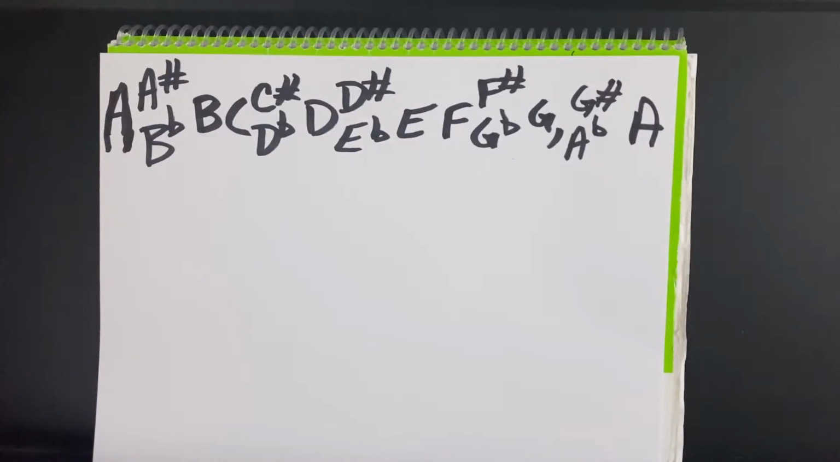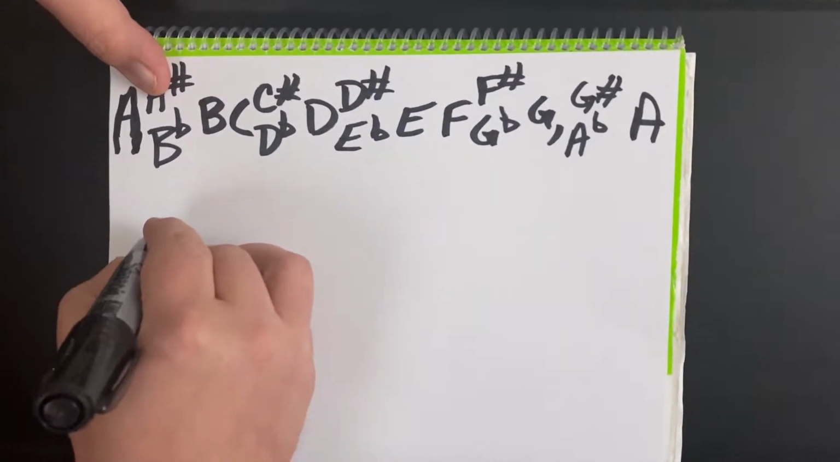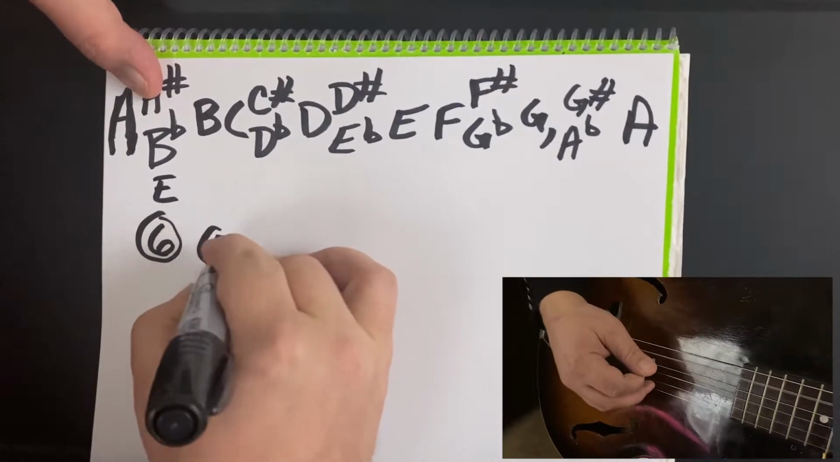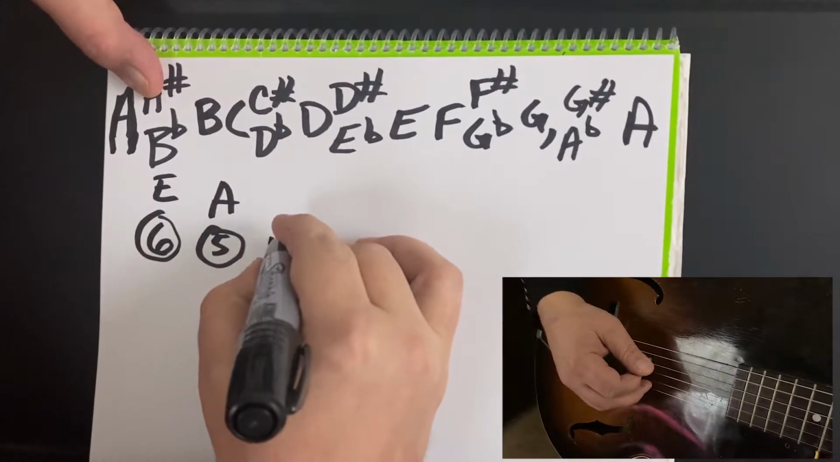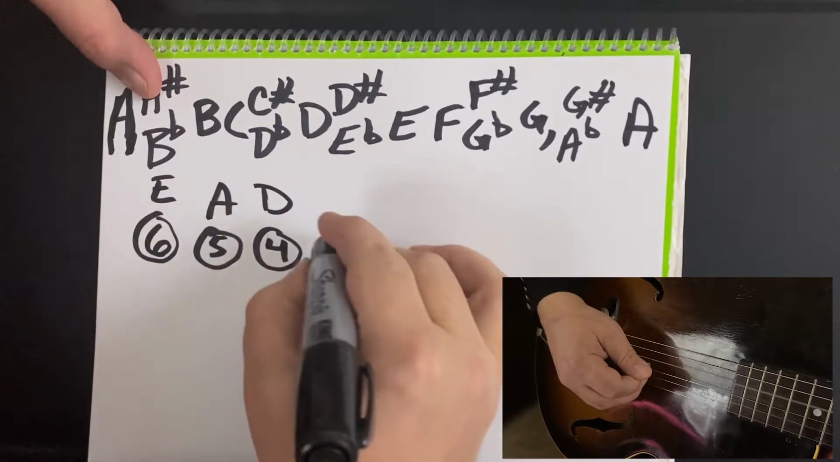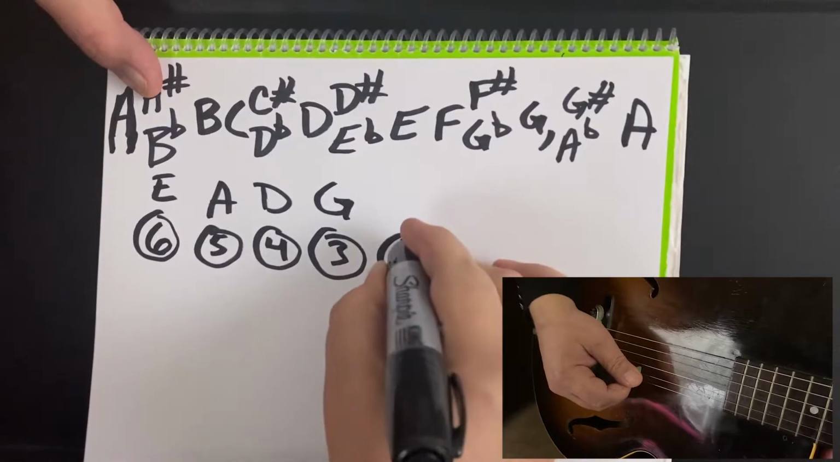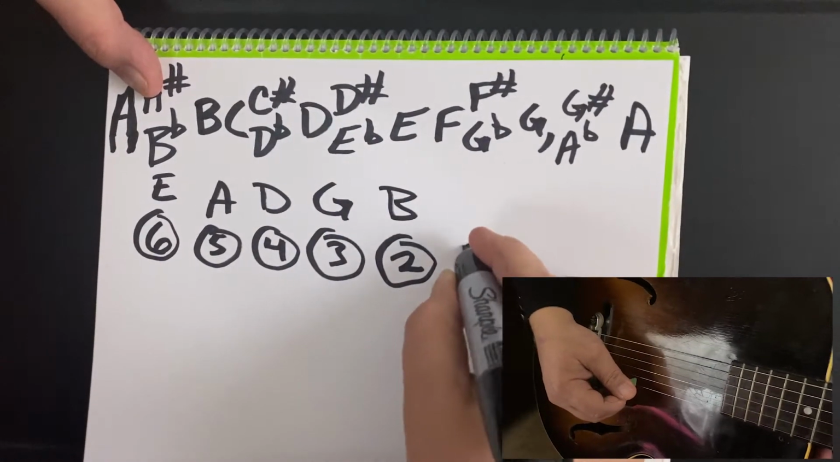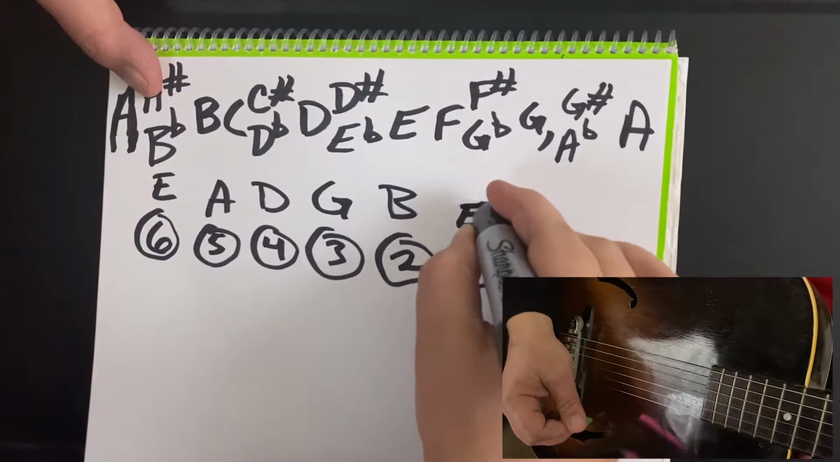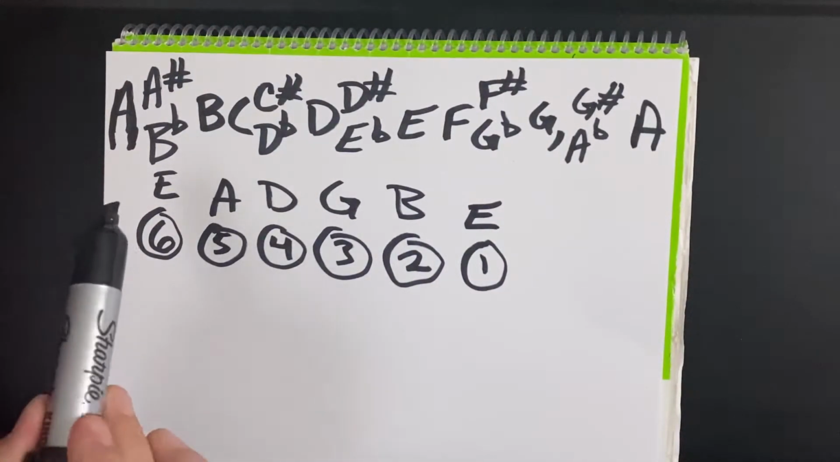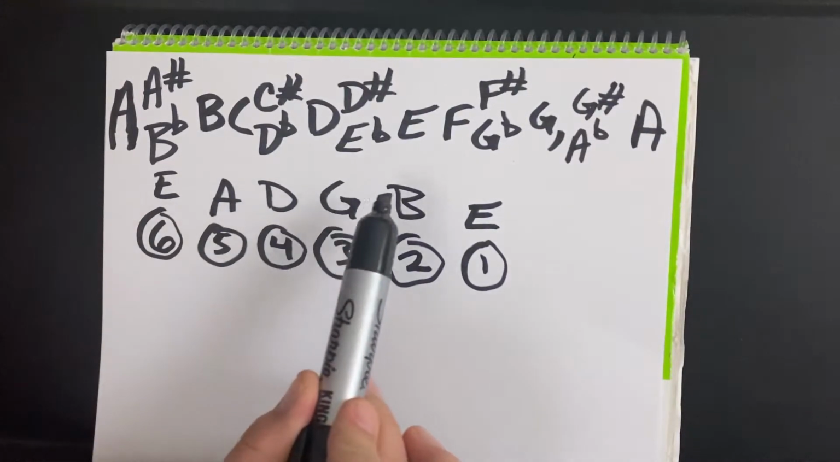You may or may not know this already, but if your guitar is tuned to what is called a standard tuning, then your sixth string is tuned to the note E. Your fifth string is tuned to the note A. Your fourth string is tuned to the note D. Your third string is tuned to G. Your second string is B. And your first string is E again. And of course, the easiest way to remember that is that it spells the word Eadgbe.